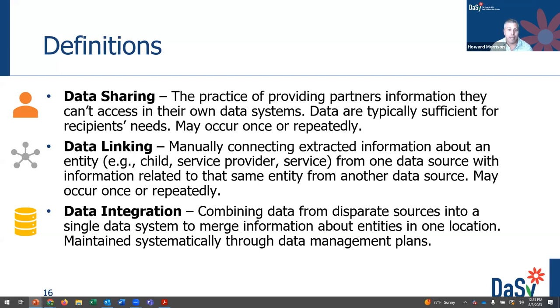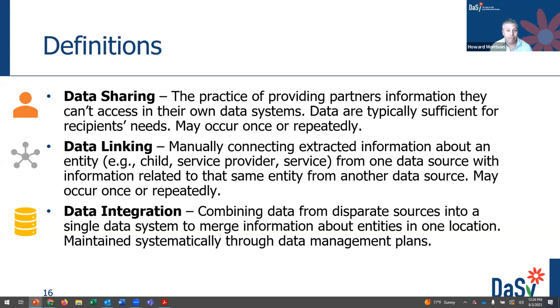For data linking, this happens when manually connecting extracted information about an entity. So this could be child, service provider, services from one data source with the information related to that same entity from another data source. So this may occur once or repeatedly as well, kind of depending on those terms and agreements identified.